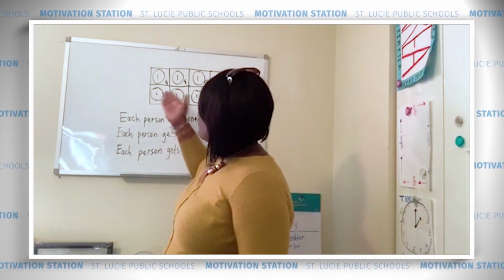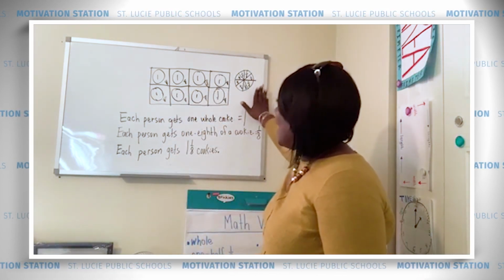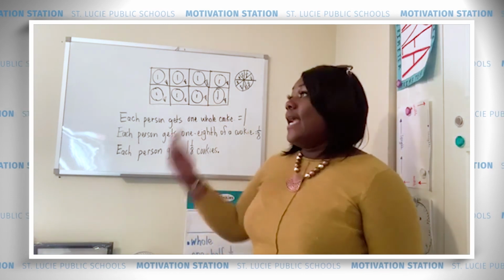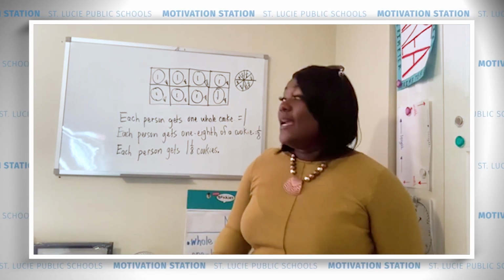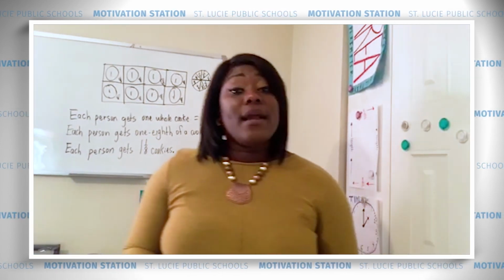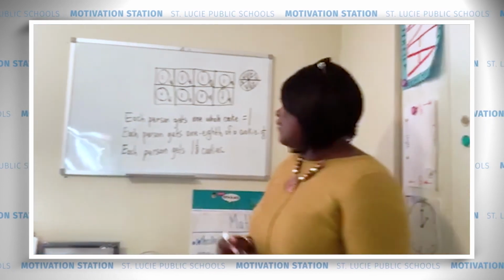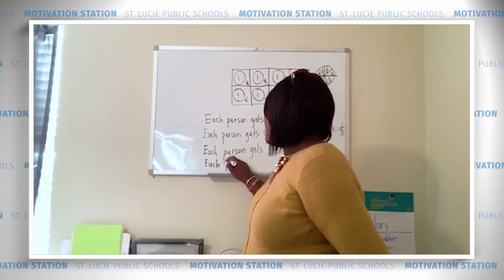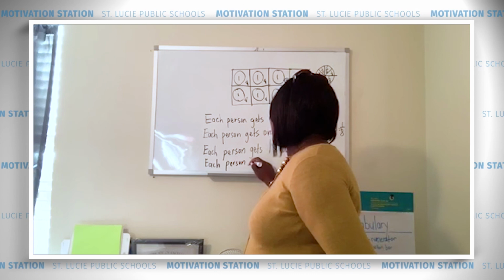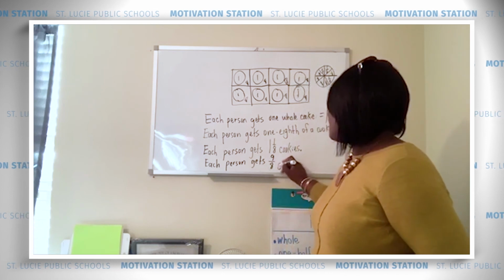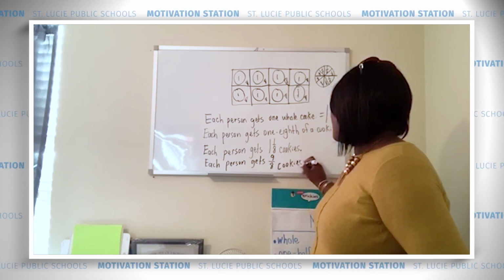If I was to take each cookie and break it into 8/8, you'd have 8/8 and an additional 1/8. 8/8 and 1 more 1/8 is 9/8. So each person has 1 whole cookie and 1/8 of a cookie. Or I can write it as each person has 9/8 of a cookie, 9/8 cookies. Each person gets 9/8 cookies.